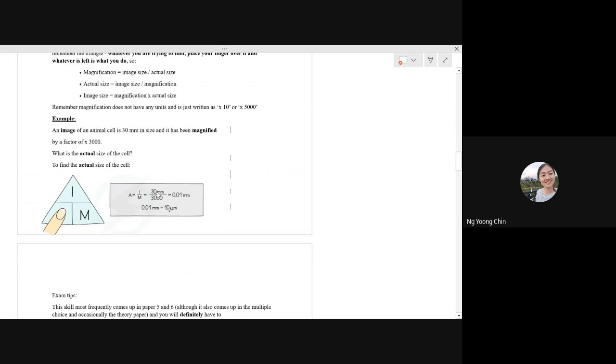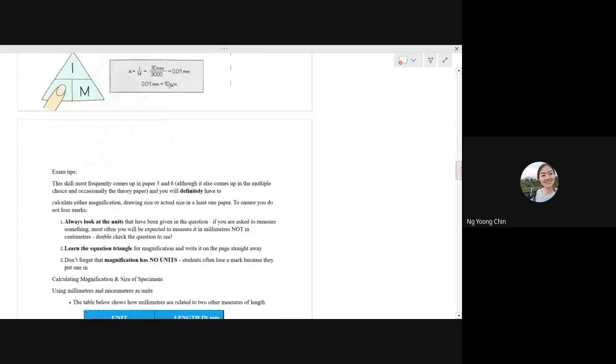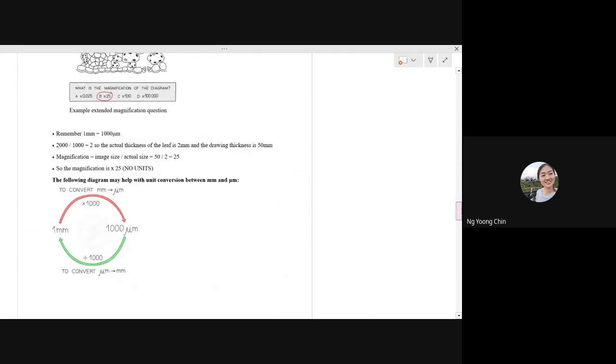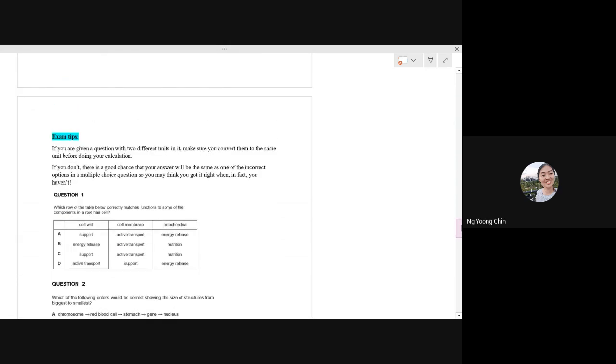So you should always make them the same unit. So 1 centimeter equals 10 millimeters. And 1 micrometer equals 0.001 millimeters. So this is just how you convert. Okay, I think that's all for this chapter.